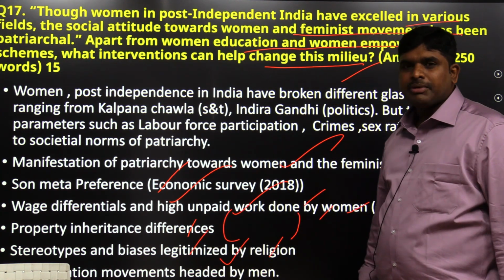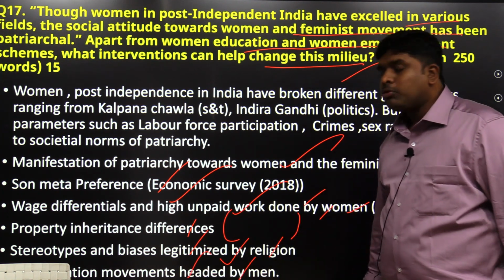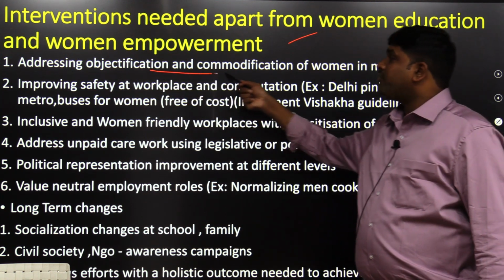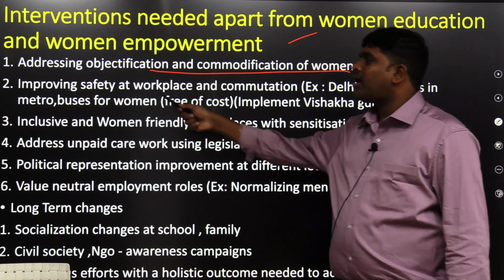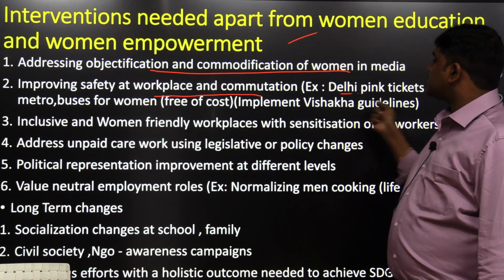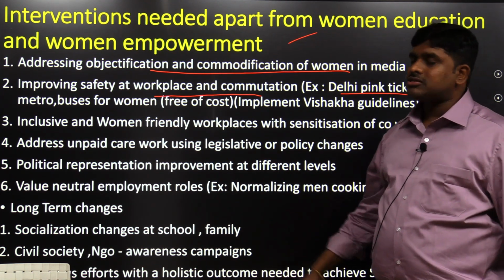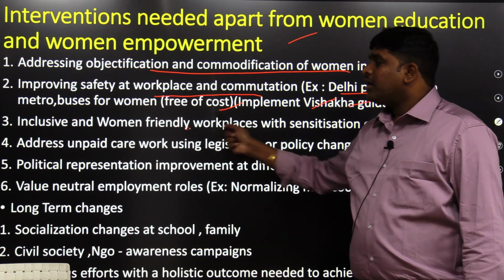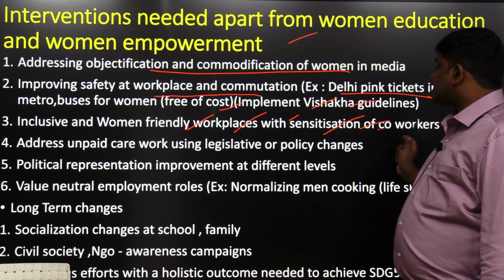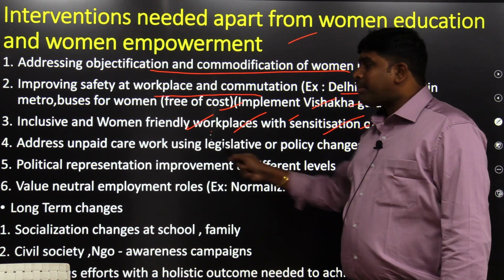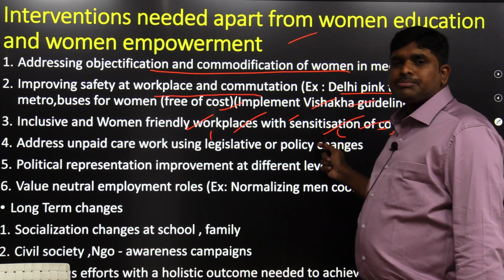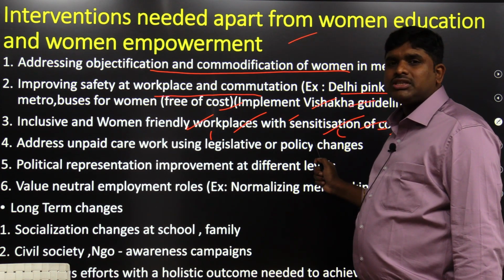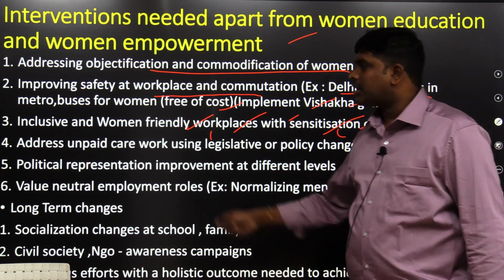Stereotypes and biases legitimized by religion, emancipation movements led by men. Interventions needed: addressing objectification and commodification of women in India, improving safety at the workplace, Delhi pink tickets in metro buses, buses for women free of cost, implement Vishaka guidelines, inclusive and women-friendly workplaces with sensitization of co-workers, you have to write this in brackets. The Sexual Harassment at Workplace Act 2013 needs to be implemented very strictly.